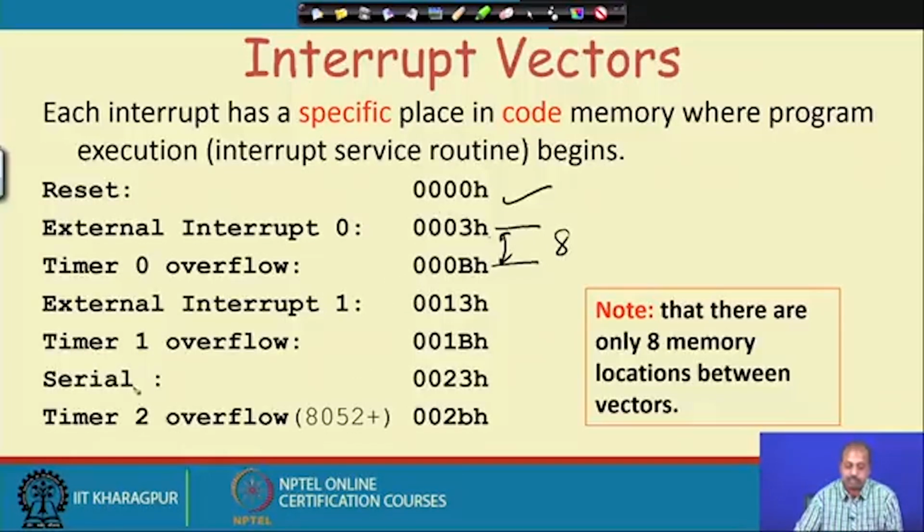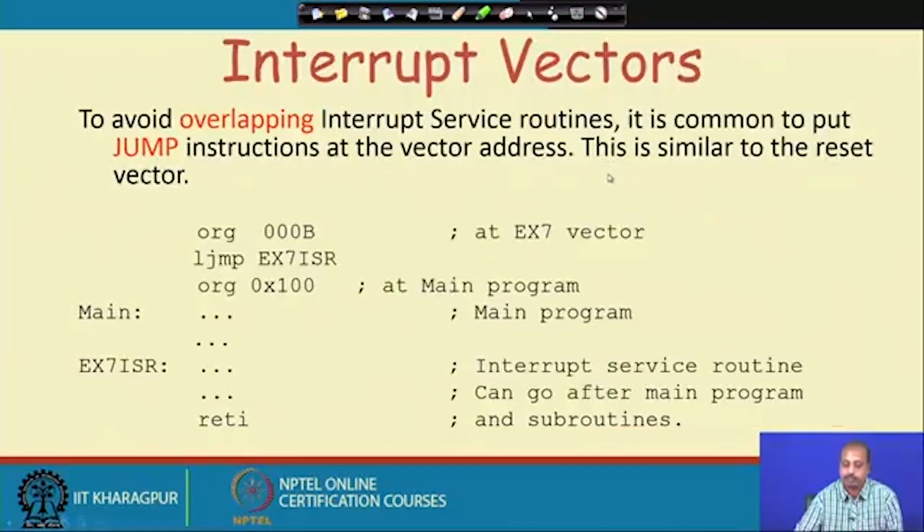The serial interrupt has the highest address, 0023 hex, and the timer 2 overflow, which is for 8052, is 002B. That way we have different interrupt vector addresses. This is fixed by the designers. To avoid overlapping of interrupt service routines, it is common to put a jump instruction.